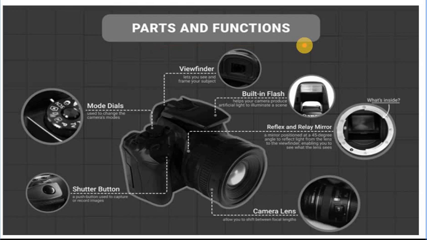So parts and functions. Ayan, we have the mode dials. Isa-isahin natin mga to. So this is used to change the camera modes. Meron kasi tayong aperture mode, shutter priority, meron tayong panorama, meron din tayo na portrait, di ba? So yun yung mga mode dials natin.